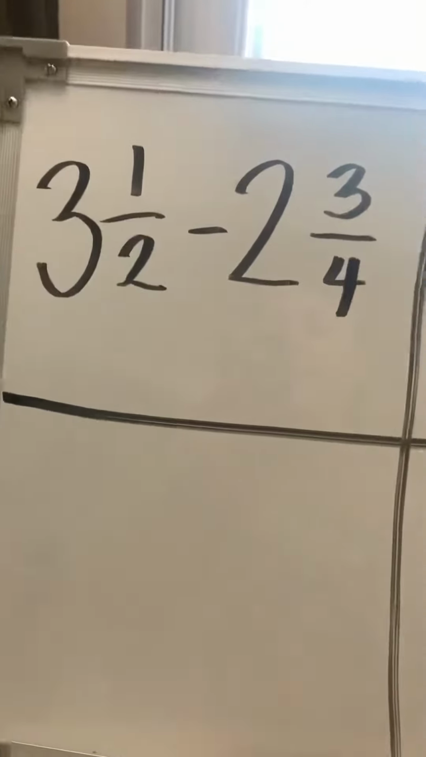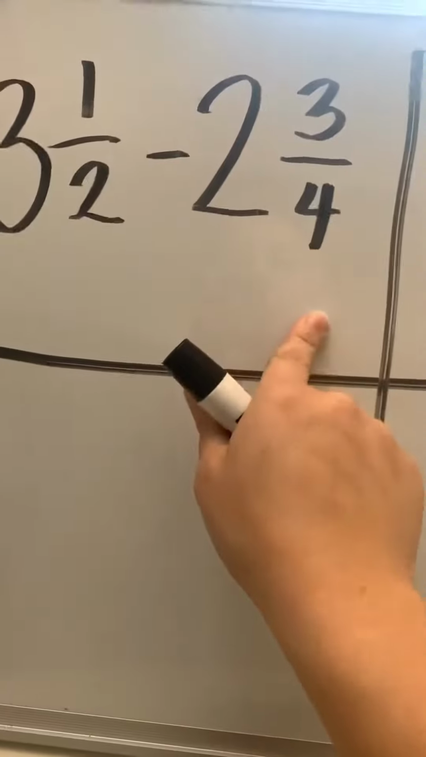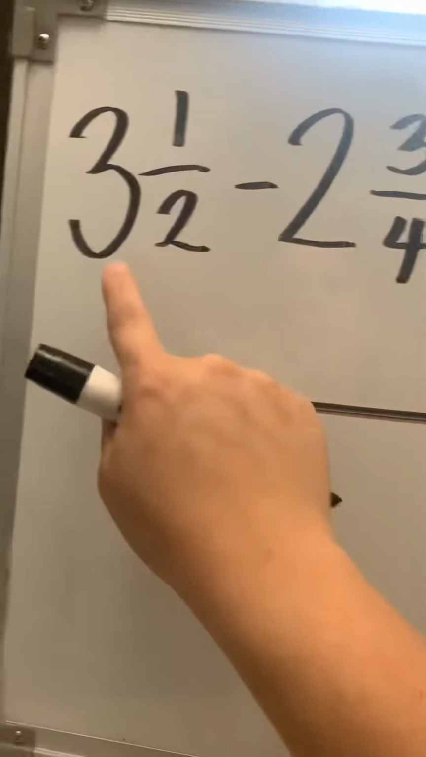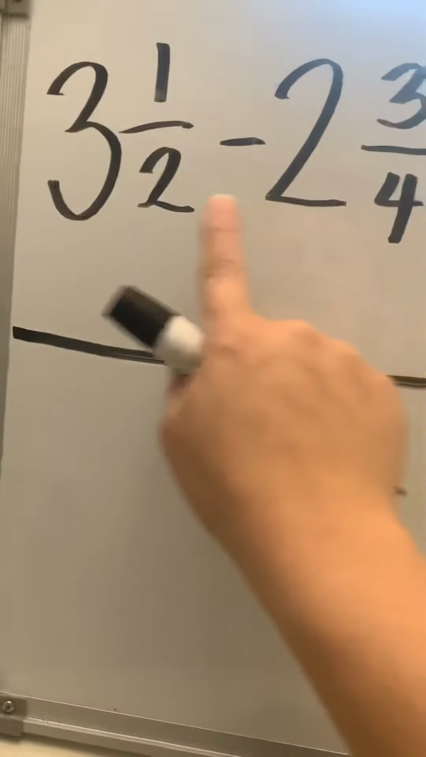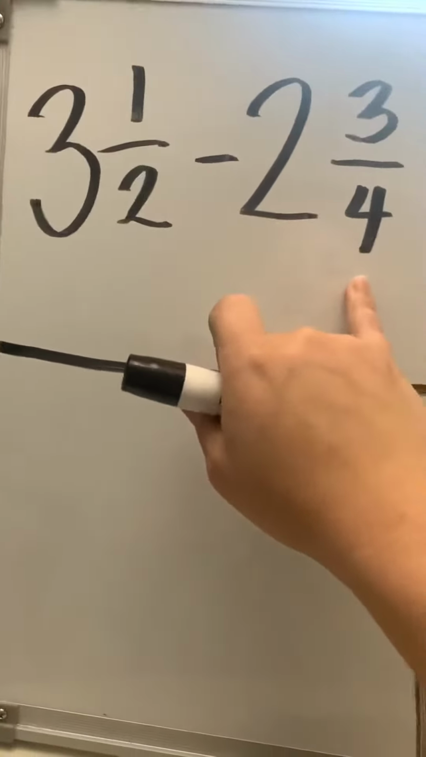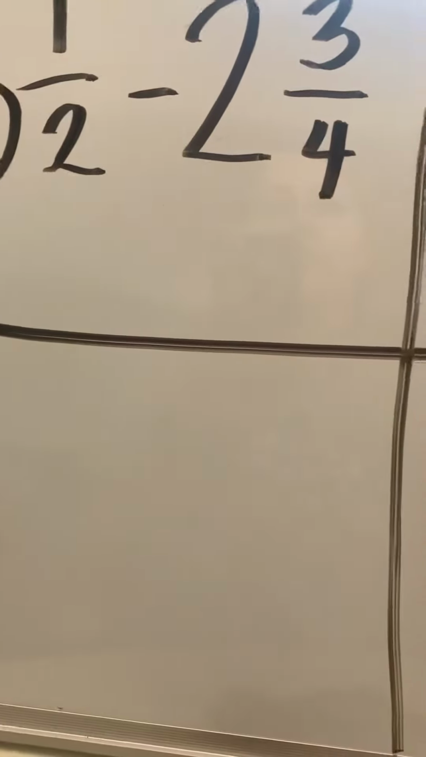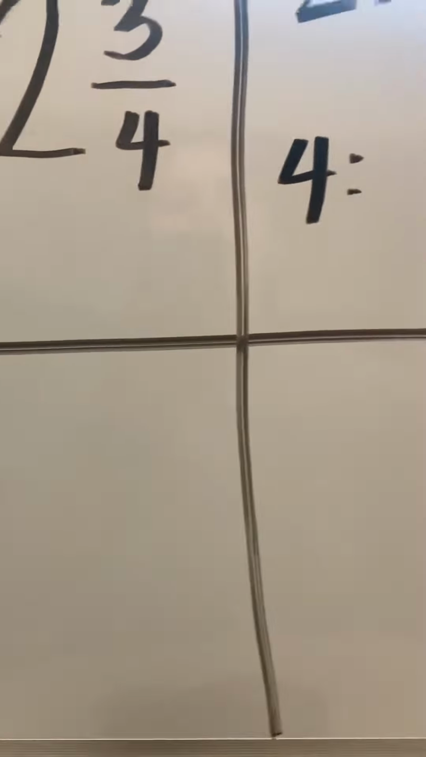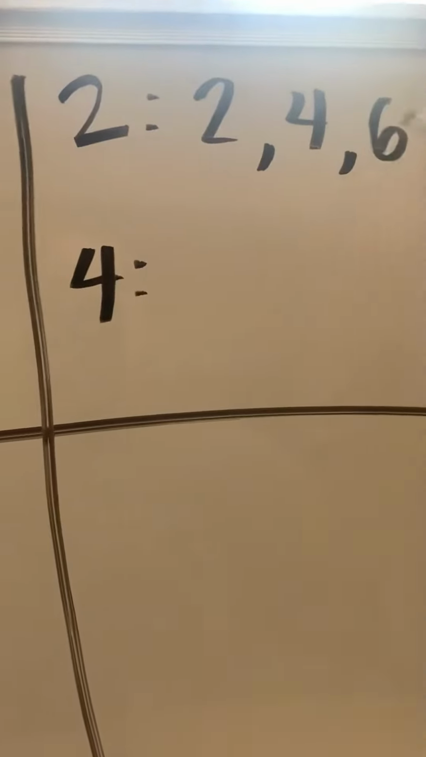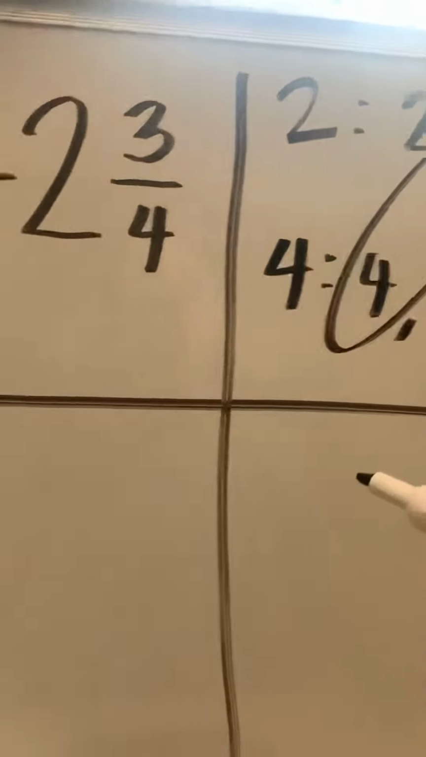All right, if I'm subtracting fractions, I also still need a common denominator, which I notice here I don't have. And I can't just do 3 minus 2 and then 1/2 minus 3/4 because 1/2 is actually smaller than 3/4. So I'm going to go ahead and find my common denominator. 2, 4, 6, 4, 8. Oh, look, I already know it's going to be 4.